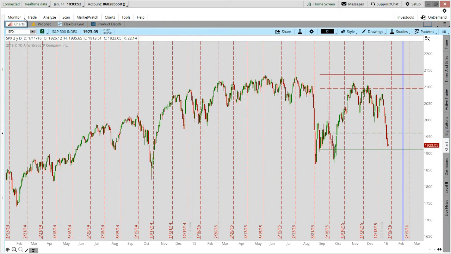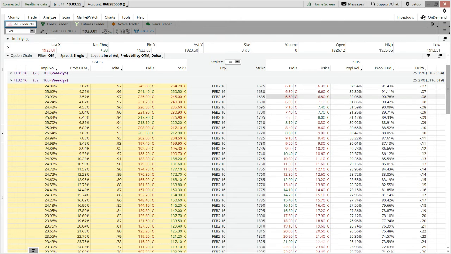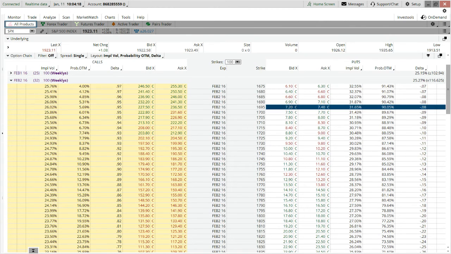So let's go over here to our trade tab, and we're going to go out to the second Friday in February options. That's 32 days away. We're going to find the options with a 90% probability of expiring OTM, that's out of the money, or the 10 delta. Either one, you'd be okay going with either one. I'm going to stick with the 90% probability options. That would put us at about the 16.95 strike price.